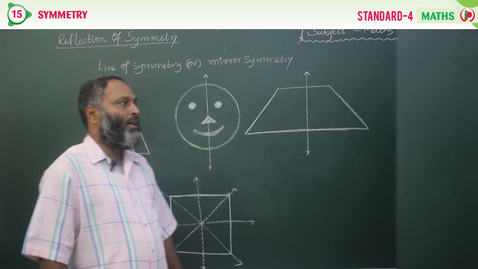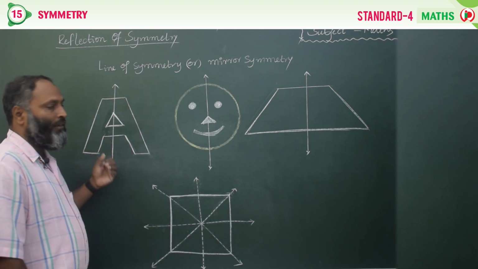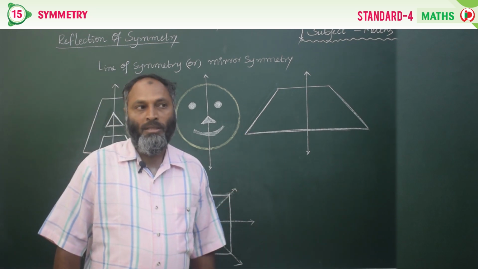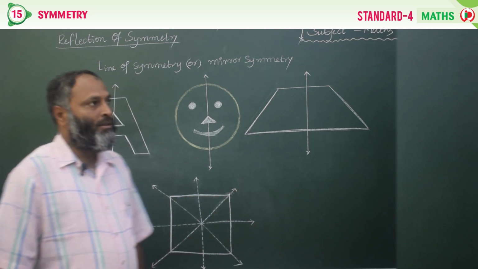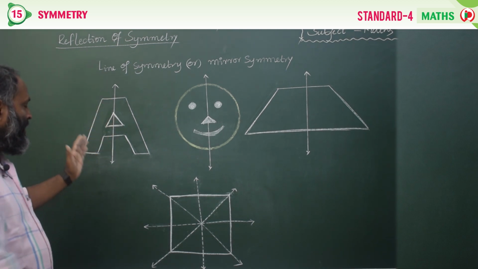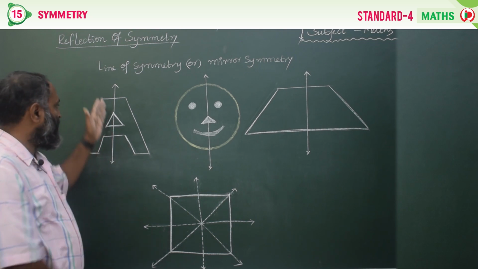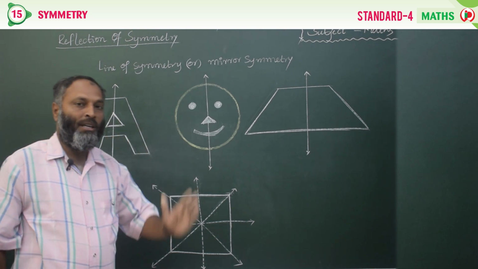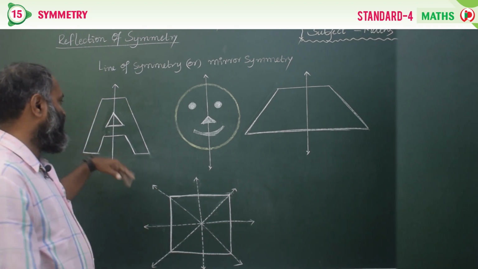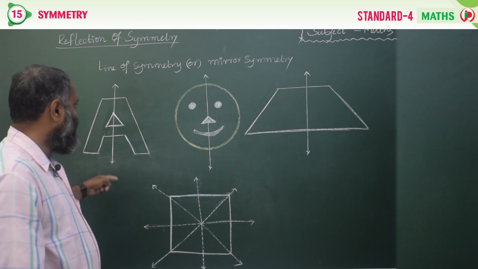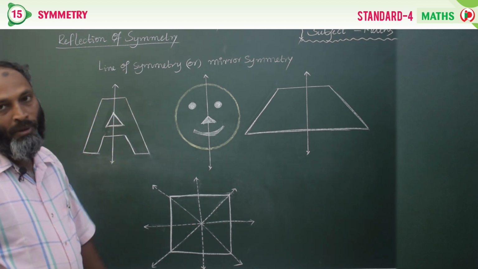Here some shapes are given. One is alphabet A, a smiling face, and a trapezium. In all three pictures, what is the line of symmetry? If you draw a vertical line and then fold, you form two identical shapes, left and right. So this vertical line is a line of symmetry or mirror symmetry.